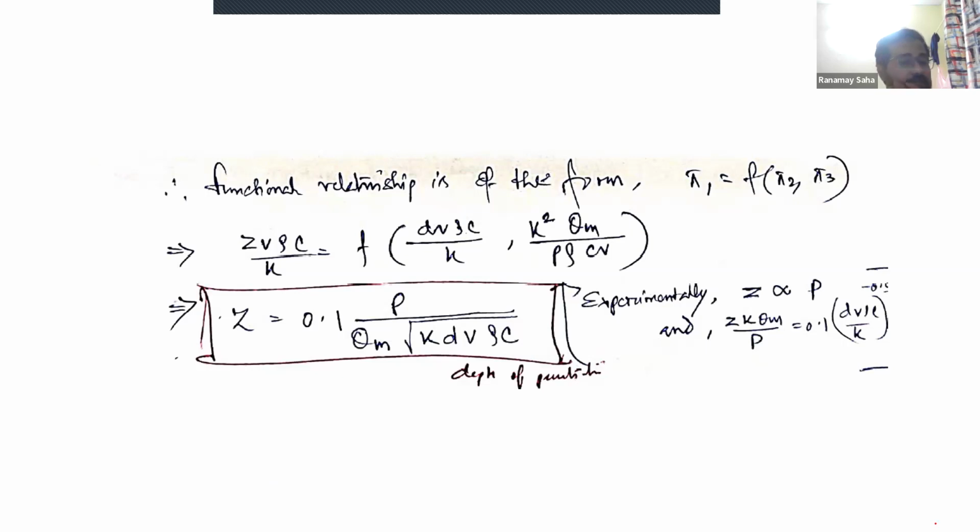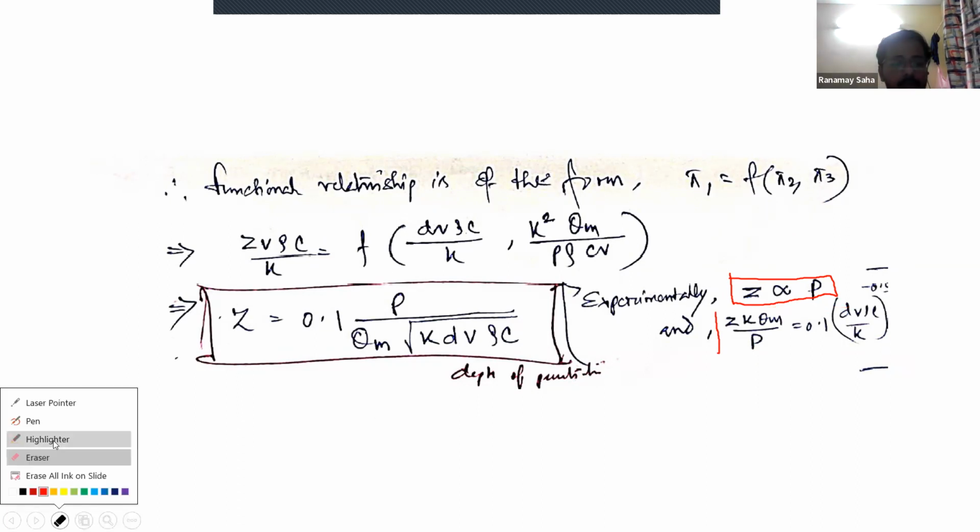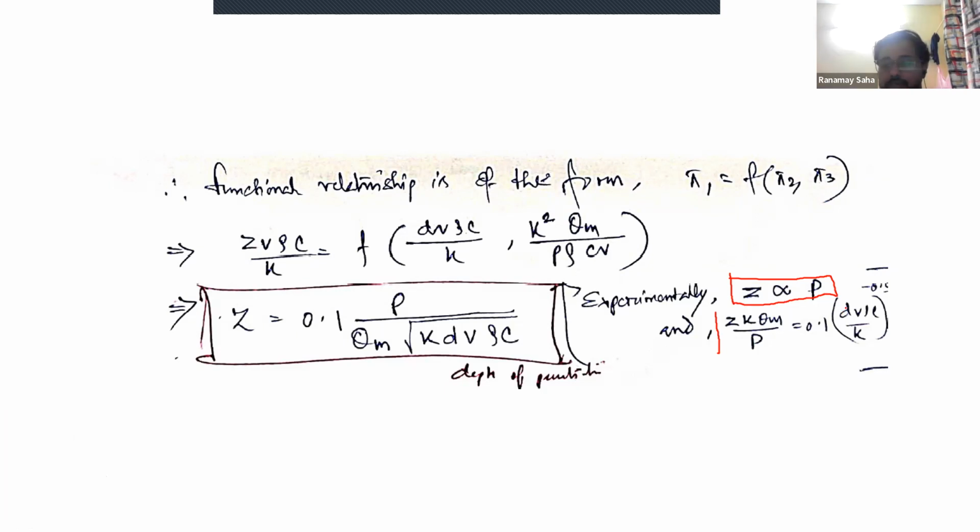And then you consider your experimental results, which show that Z, the depth of penetration, is generally proportional to the power P. And this term Z K theta upon P generally varies with respect to this D V rho c upon K to the power minus 0.5. Okay.